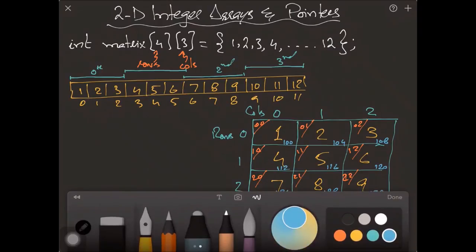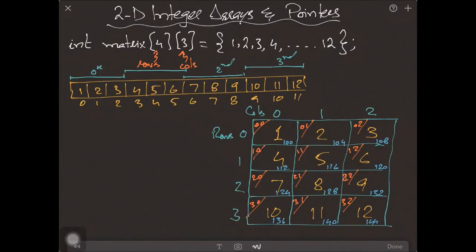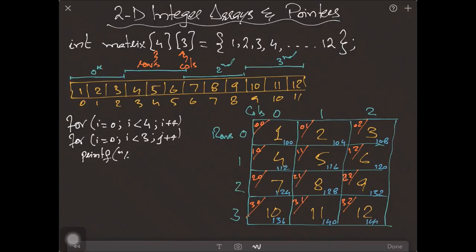Well, in order to access the elements of the array, we can write 2 loops. The outer loop will iterate through the rows. The inner loop will iterate through the columns. And then we can always write down something like this: printf arr sub i sub j.